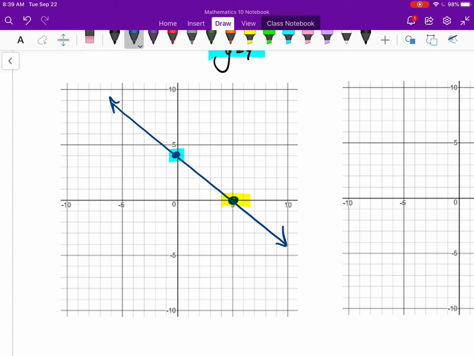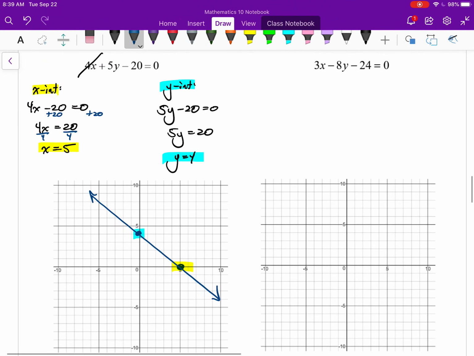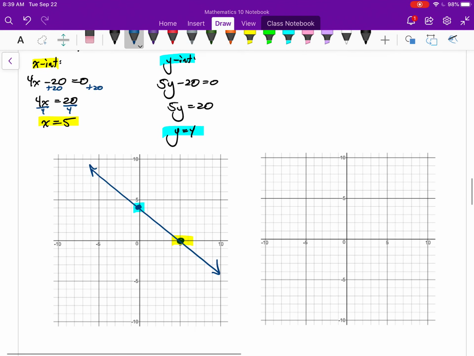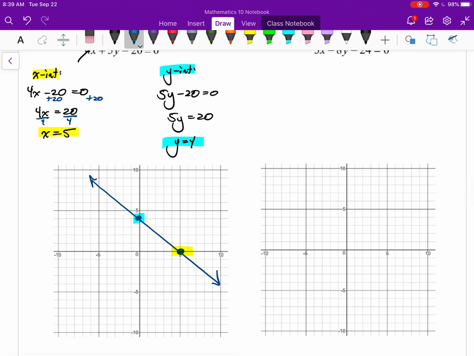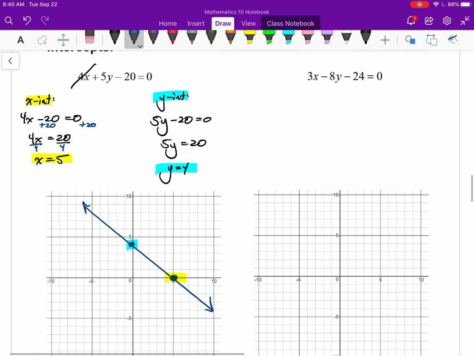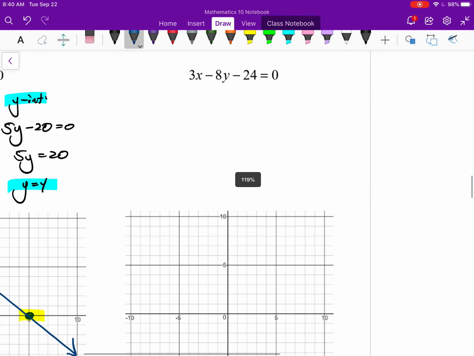There we go. There is my equation of 4x plus 5y minus 20 equals 0 that I figured out without actually writing my equation in slope-intercept form. I never found the slope. I didn't solve it like that. I could have. It's just another option. And so if I look at the one to the right over here, same idea.